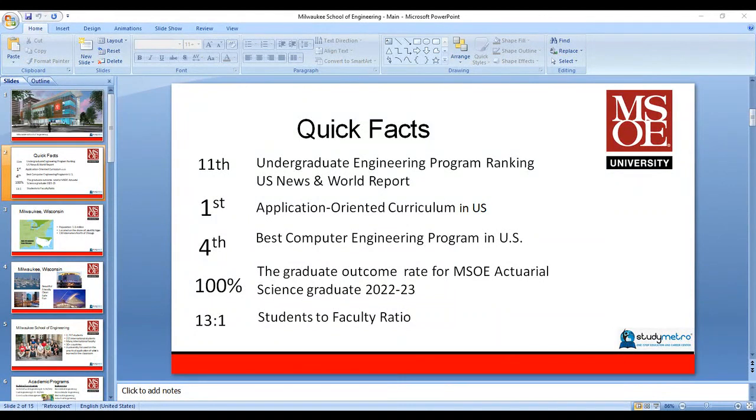So, good afternoon, everyone. Today I'm going to represent a university named Milwaukee School of Engineering. Milwaukee School of Engineering was established in 1903 by Oscar Verwoerd, but in 1932, a restructuring took place in the university, and it was again named Milwaukee School of Engineering.